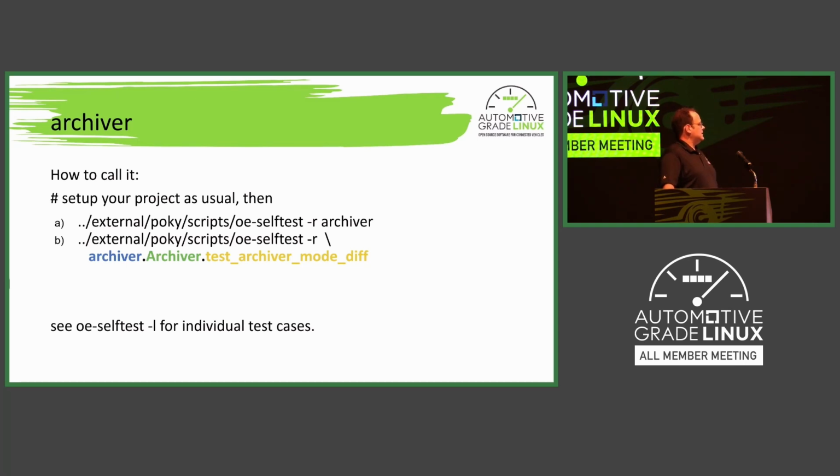Another example is the archiver. There is a self-test for the archiver. For example, if you use the archiver to fill your own mirror, this is the way to test that the archiver does what it should and works reliably. So this could be part of your process and run before you actually update your mirror.